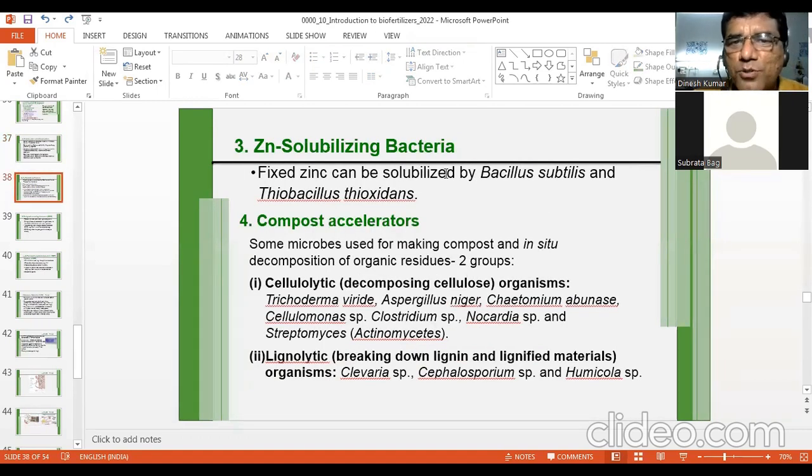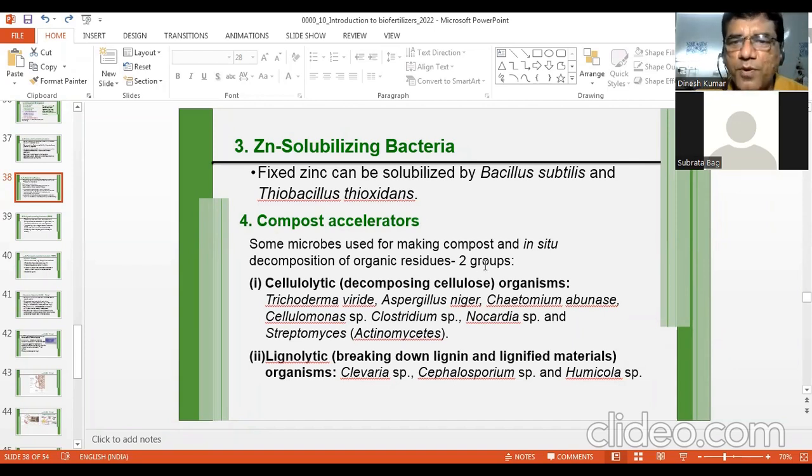Similarly, you can see zinc solubilizing bacteria. Fixed zinc can be solubilized. You know how zinc is fixed, by Bacillus subtilis and Thiobacillus thiooxidans. So these are there. And then compost accelerators.